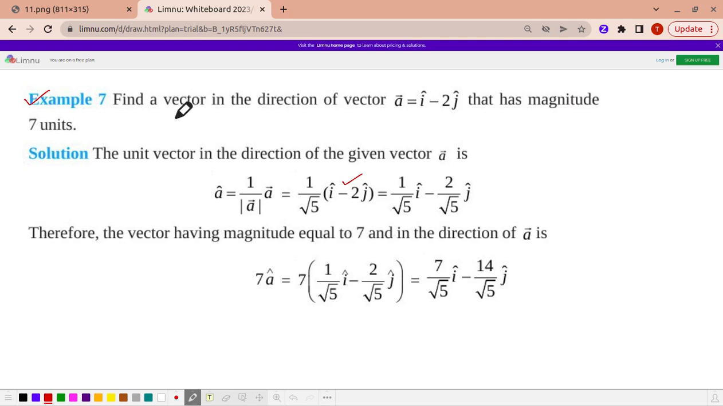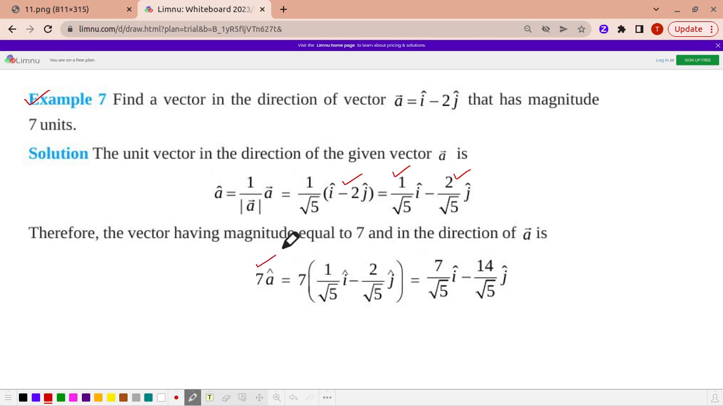This type of question is also very relevant and comes in the examination, especially in the board examination. To find the answer to this type of question, first you need to find the unit vector in the direction of the vector A, which we found to be 1 by root 5 i minus 2 by root 5 j. Now that vector, if we multiply it by a scalar 7, we will get the answer. That means our answer is 7 a cap.